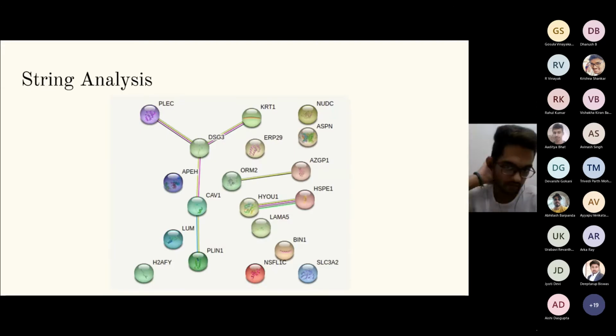So this is the output which I got from the STRING analysis. You can see that there are 3 clusters, and the first cluster has 5 nodes, and the remaining 2 clusters have 2 nodes each, and there are some other nodes which are completely unrelated to any other node.